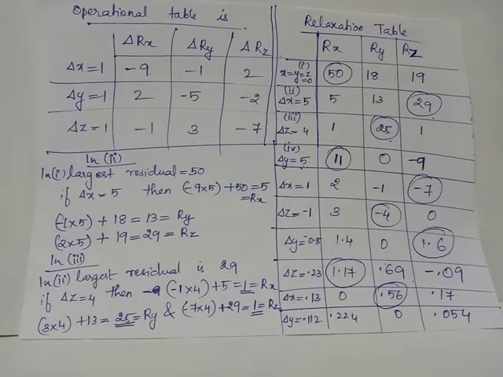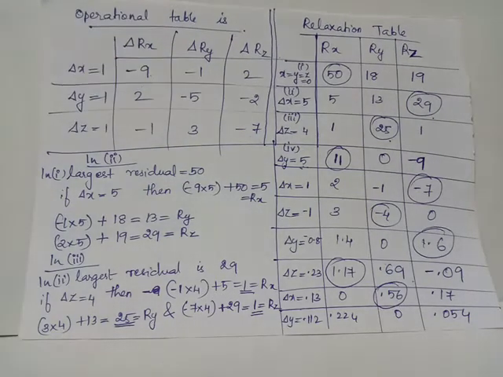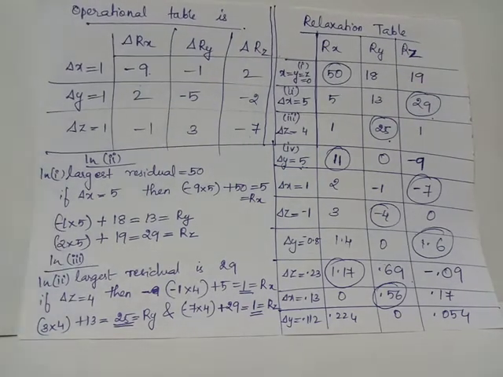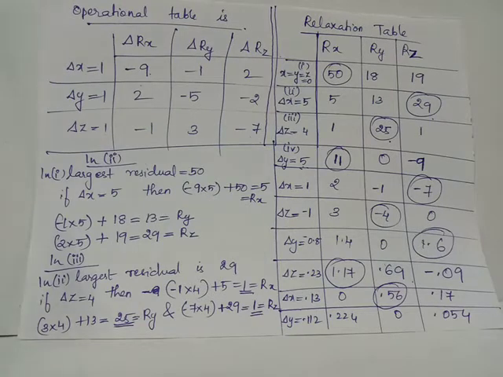This value delta x equals 5 is multiplied to minus 1 and added to 18. That is, we have minus 1 into 5 plus 18 which gives 13 as the updated value for Ry. We have when delta x equals 5 is multiplied to 2 and then added to 19, we will get 2 into 5 plus 19 equals 29 as the updated value of Rz. From among these updated values of residuals, it's clear that 29 is the numerically largest value. Thus, we have to give an increment to variable z.